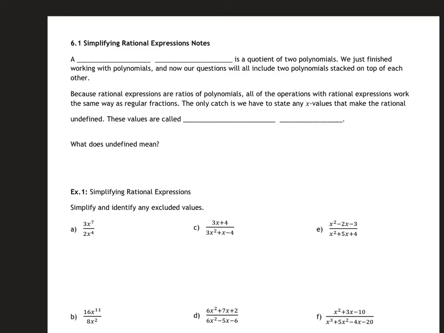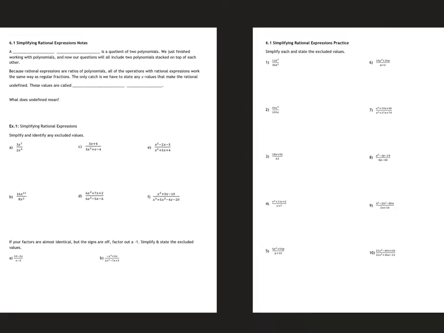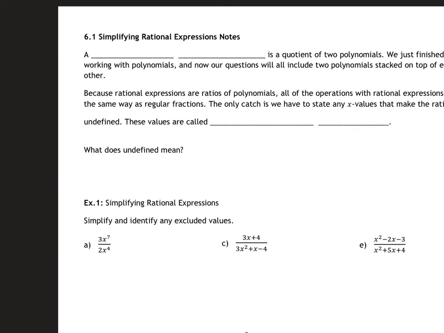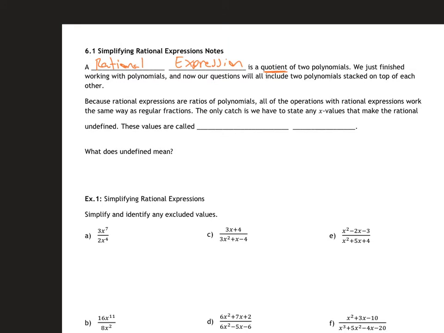So let's take a look at simplifying rational expressions. What we're going to start off with is a rational expression. Your first blank is the quotient. Remember, a quotient is division of two polynomials. So a rational expression is the quotient of two polynomials. We're dividing two polynomials and simplifying those. We just finished working with those, and now our questions will include two stacked on top of each other.